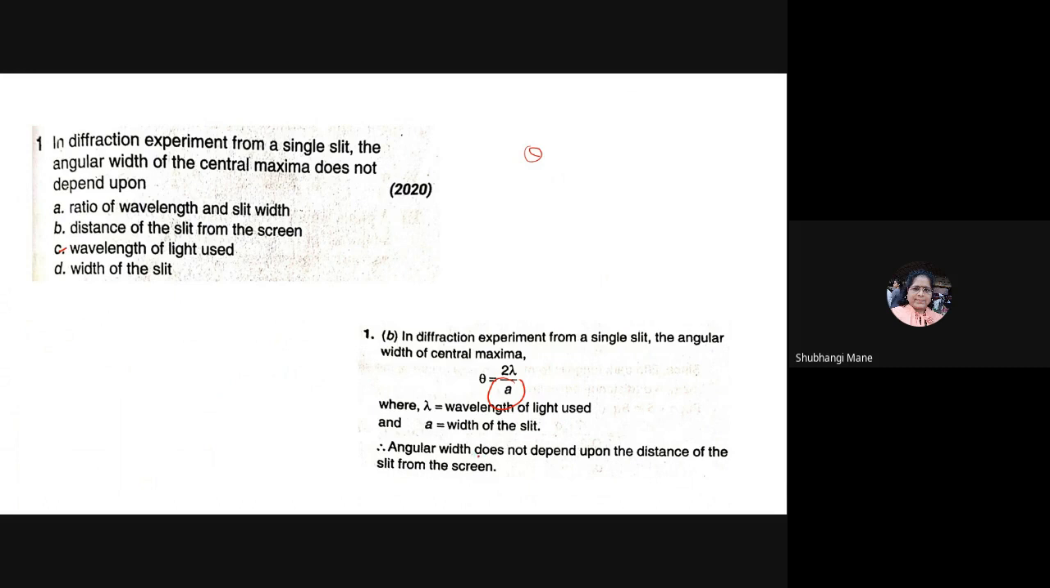So angular width does not depend upon the distance of the slit from the screen. Actually, here is the source, here is the slit width and here is the screen, and this distance we call D. Okay, so angular width does not depend upon the distance of the slit from the screen. So that is your correct answer. That means B answer is correct.